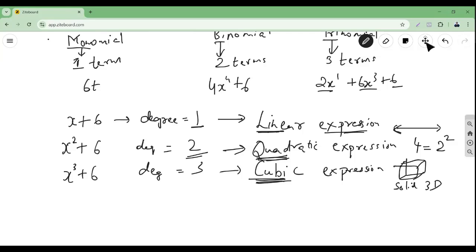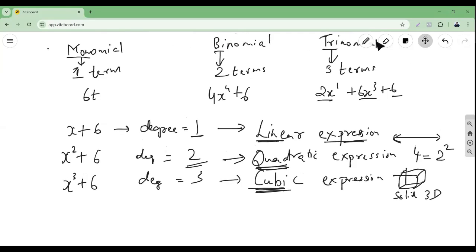And how do you remember monomial? Mono means 1. Nomial means it is a term. Remember that. So monomial means 1 term. Binomial means bicycle, 2 terms. Trinomial is just like a triangle. So tri is 3 terms. Like that. Now, this linear expression, quadratic expression, cubic expression, these are all for the degrees.